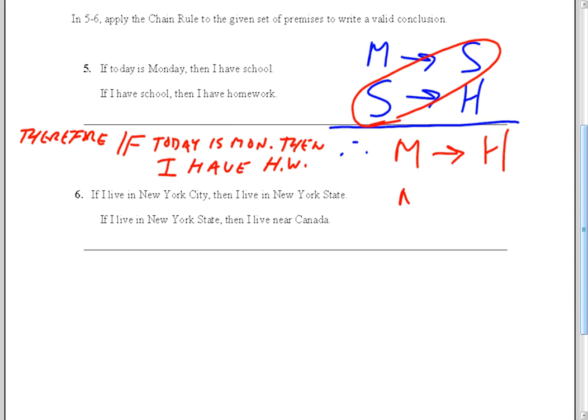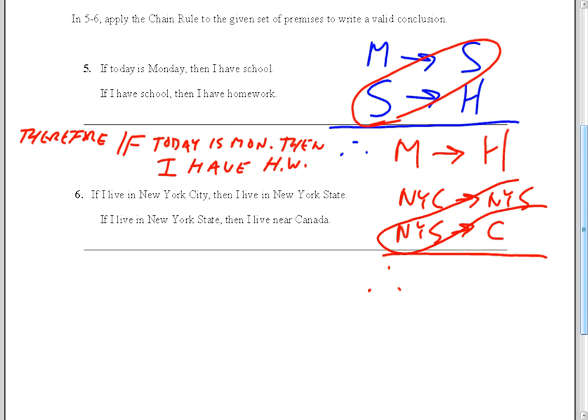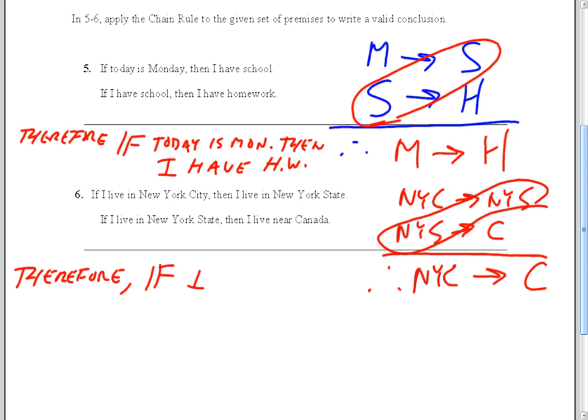Same with number 6. New York City means New York State. New York State means I live near Canada. I'm using NYS to be our link. The answer is still an if-then statement, but now it's New York City results in Canada. Therefore, if I live in New York City, then I live near Canada.